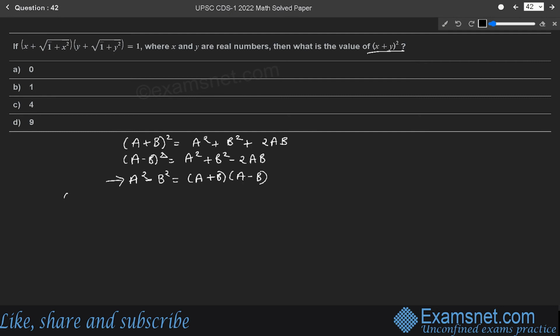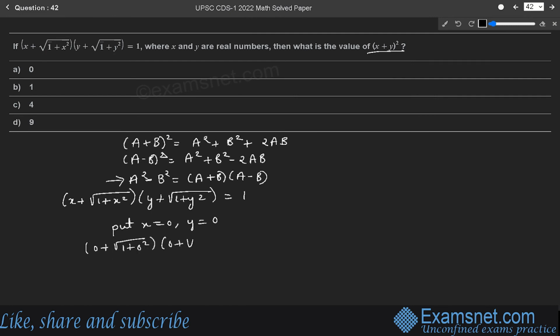See, the given expression is (x + √(1 + x²)) into (y + √(1 + y²)) equals 1. Now put x equals 0 and y equals 0. We will get (0 + √(1 + 0²)) into (0 + √(1 + 0²)) equals 1, which means that 1 into 1 equals 1. It means that the equation is satisfied.